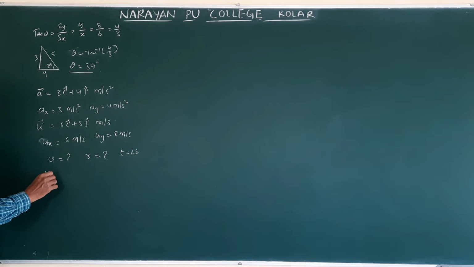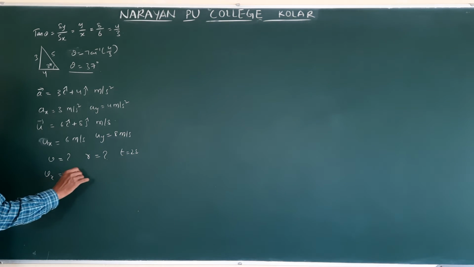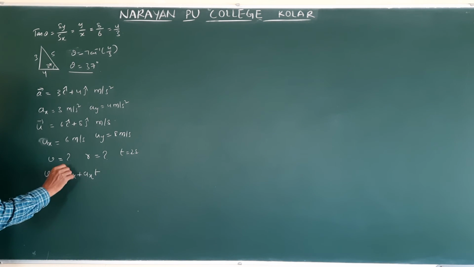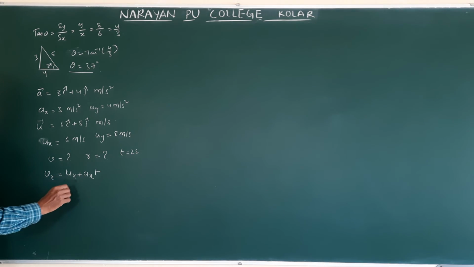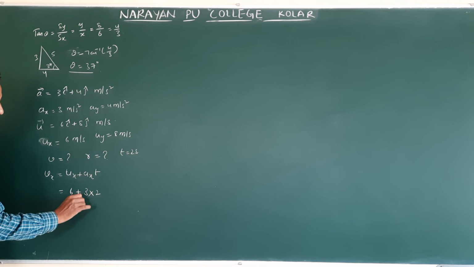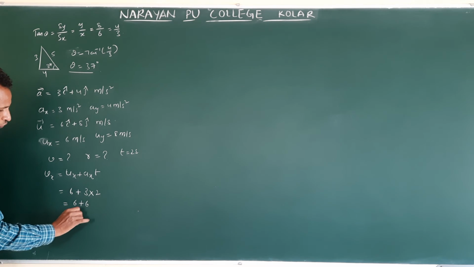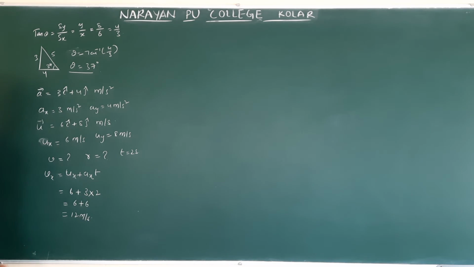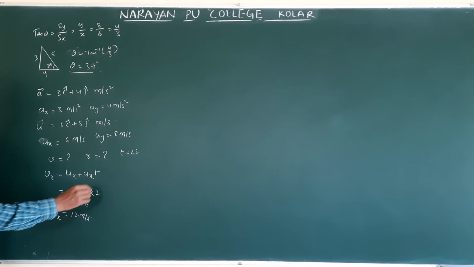What is the equation? Vx is equal to ux plus axt. Am I correct? Ux is what? 6. ax is what? 3. What is the time given? 2. So 6 plus 6, this is 12 meter per second. So Vx is equal to 12 meter per second.